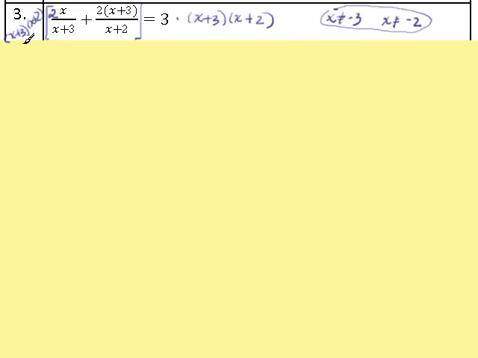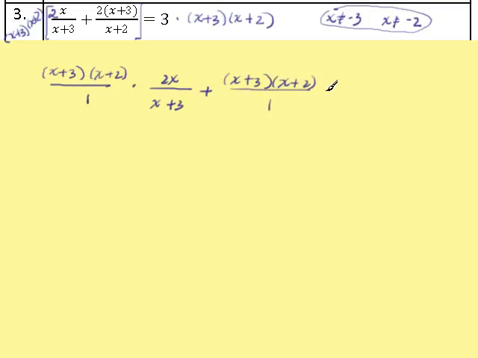All right, let's multiply through. So we have x plus 3, x plus 2 over 1, I'm just doing the distributive law here, times 2x over x plus 3, plus x plus 3, x plus 2 over 1 times 2 times x plus 3 over x plus 2, equal to 3 times x plus 3, x plus 2. Let's start simplifying. Let's cross off those denominators, and here we can cross off x plus 2.